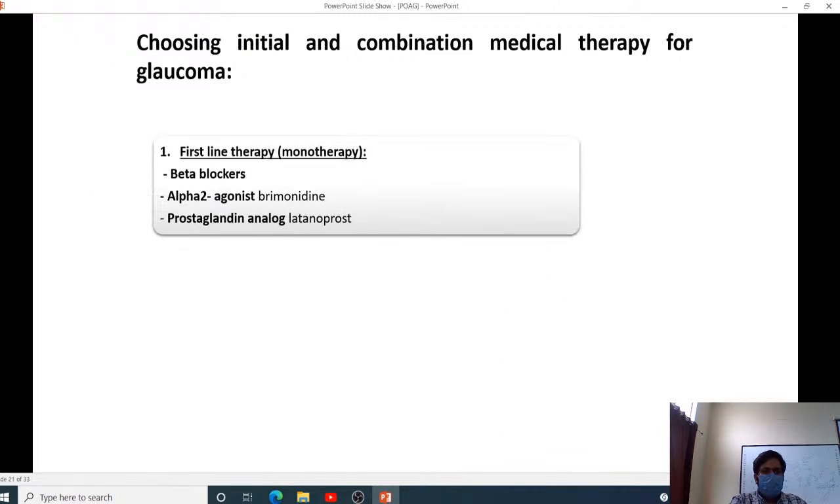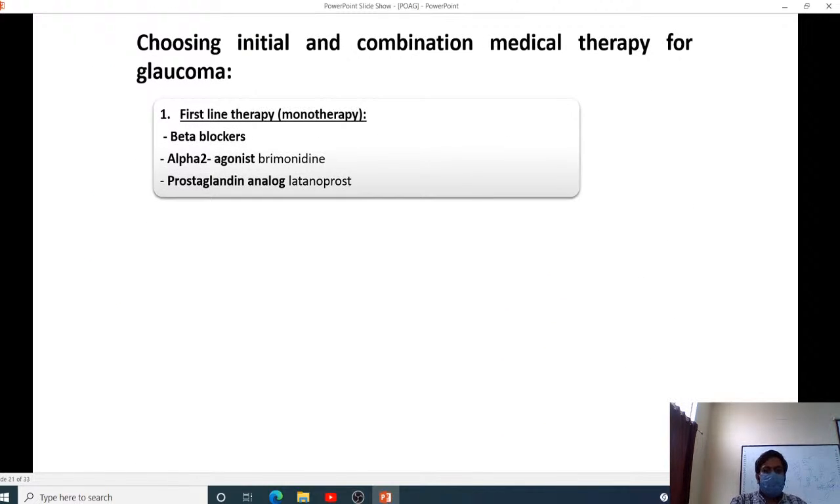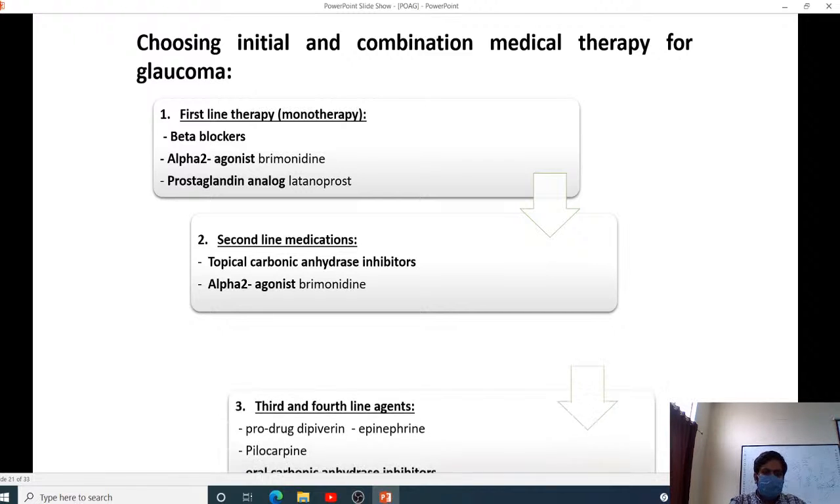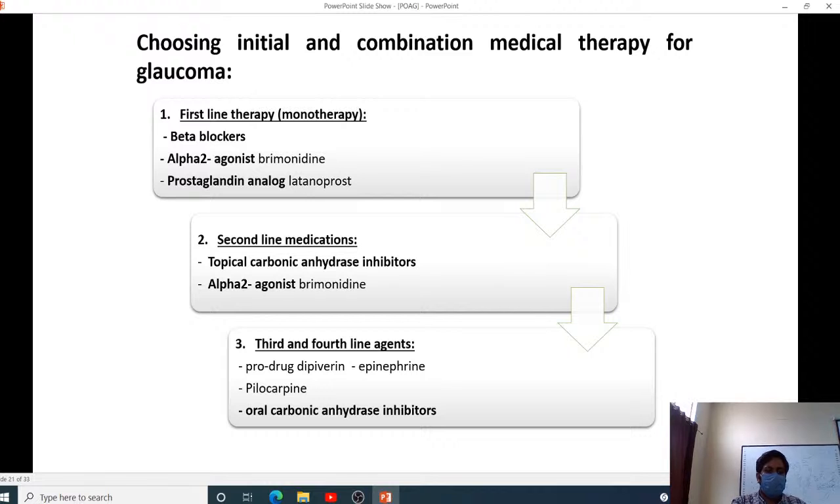Now coming to how you choose combination therapy in cases of glaucoma. First line therapy or monotherapy, in our Indian scenario, if the patient can afford it, you go ahead with a prostaglandin analog, mostly latanoprost. But if the patient cannot afford it, you go with beta blockers, that is timolol 0.5%. Second line medications are carbonic anhydrase inhibitors and alpha 2 agonists, mostly brimonidine. These are second line. And third line drugs are dipivefrin, pilocarpine, or oral carbonic anhydrase inhibitors. I told you pilocarpine and oral carbonic anhydrase inhibitors are the third line of drugs.